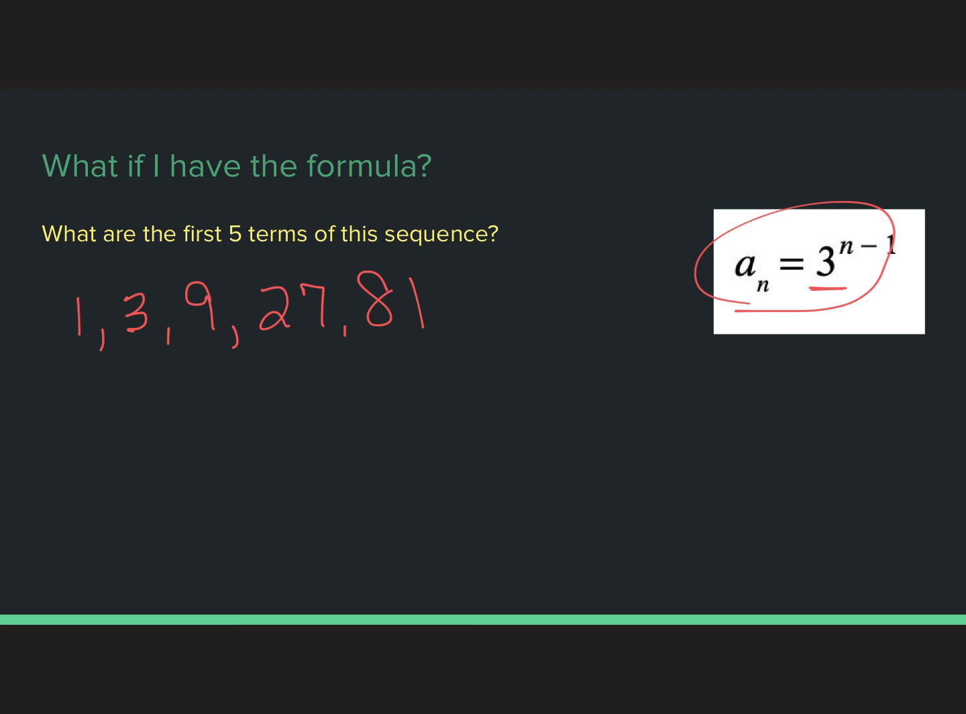Again, this is n equals 1. This is n equals 2, and so on and so forth. First term, second term, third term, fourth term, and fifth term, and I'm done.